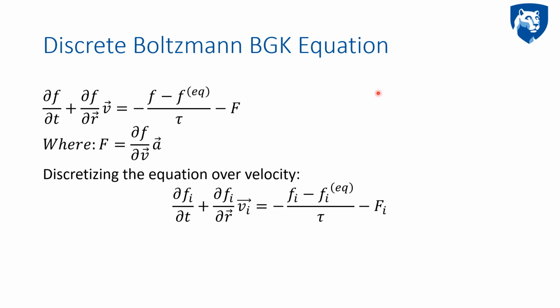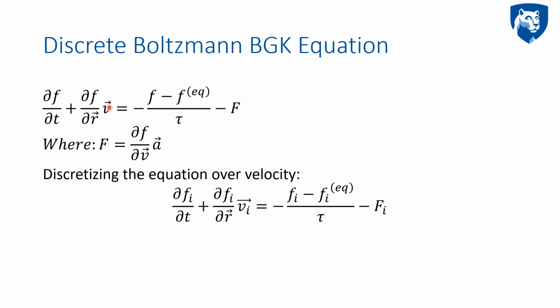So once we put the BGK collision operator into our Boltzmann transport equation, it reduces to this form right here. And this F is called the forcing term, which is dF over dv into acceleration from our previous equation. So this is called the Boltzmann BGK equation.